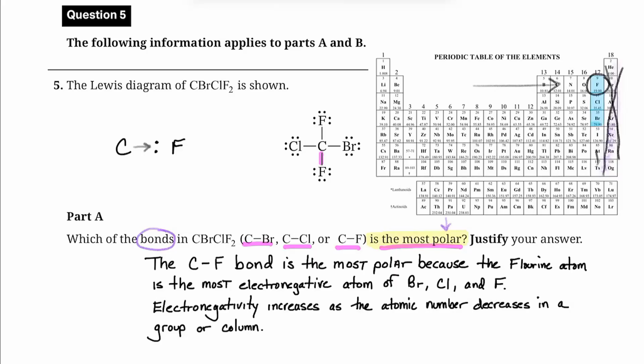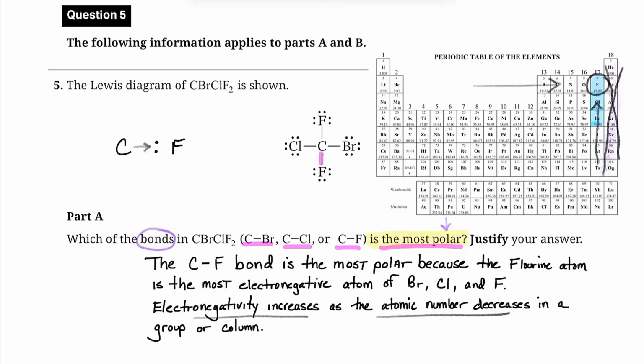And of course, smaller atoms expose those positive nuclei of protons more to other elements' electrons. So because of that, I said the C to F bond is the most polar, and it's because it's sharing the most unequally, because the fluorine atom is the most electronegative atom of Br, Cl, and F. Electronegativity increases as the atomic number decreases. That just means I'm moving up a column.